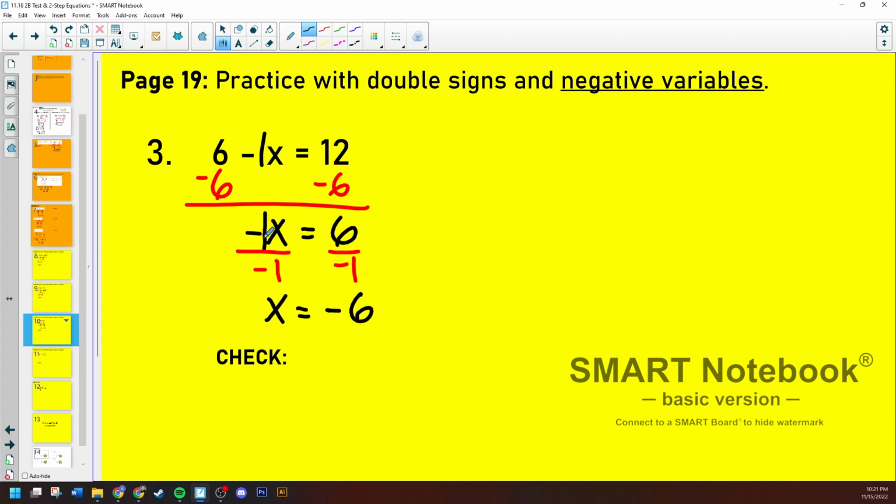So notice here, a second ago, we were just at negative x equals 6. Well, notice how all the answer does is both signs switch. So instead of being negative x equals 6, it's x equals negative 6. All right, so keep that in mind. If we were to check for this one, let's take a look at what it would look like.